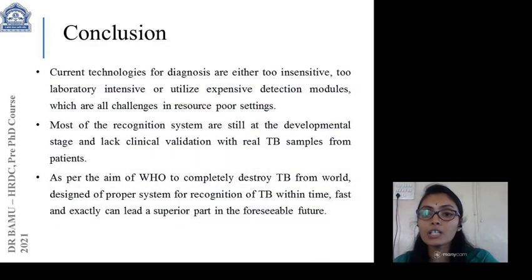Conclusion. Current technologies for diagnosis are either too insensitive, too laboratory intensive, or utilize expensive detection modules, which are all challenges in resource-poor settings. Most of the recognition systems are still at the developmental stage and lack clinical validation with real TB samples from patients. As per the aim of WHO to completely eliminate TB from the world, the design of a proper system for recognition of TB quickly and exactly can play a superior part in the foreseeable future.